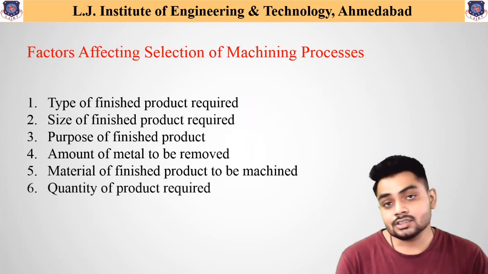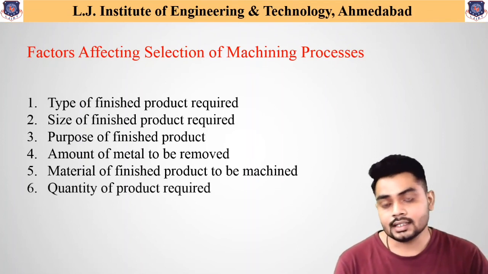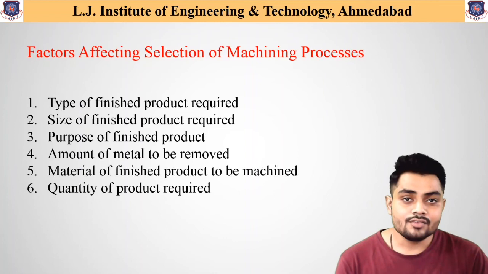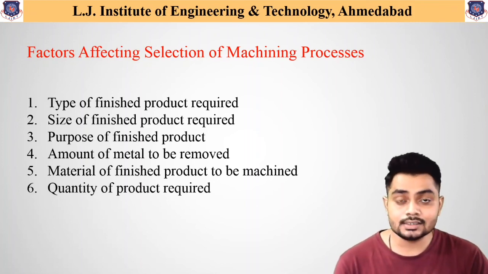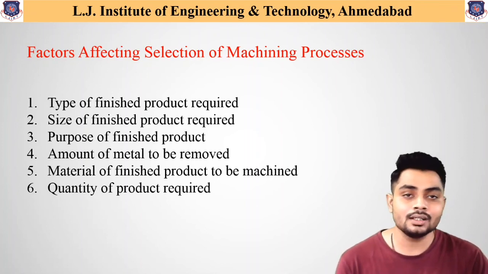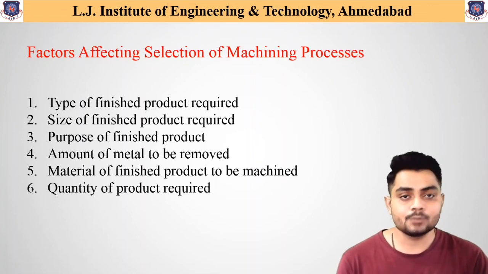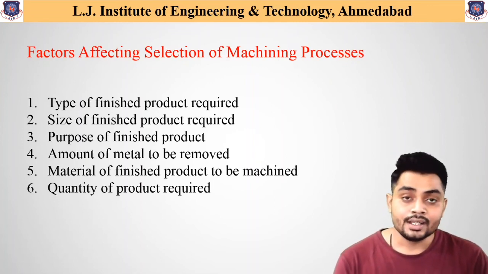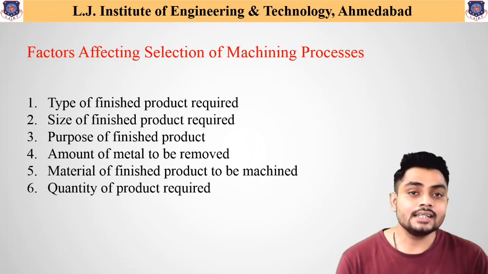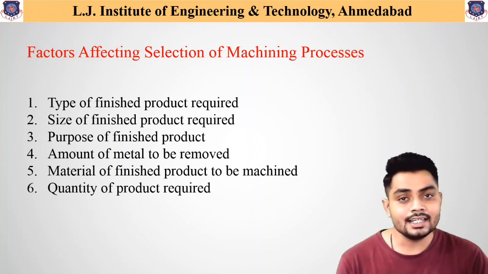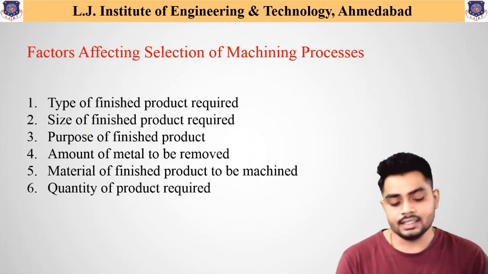Now the next one, that is the quantity of the product required. That means the product may need to be manufactured in a large amount, or it may need to be manufactured in a smaller quantity, maybe one or two. So based on the quantity required, a different machining process needs to be selected. And how to select that machine, you will study in different chapters one by one in detail.